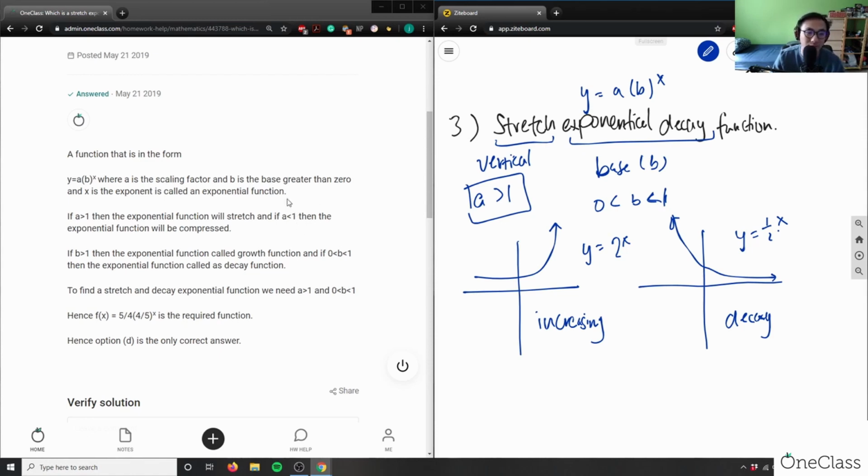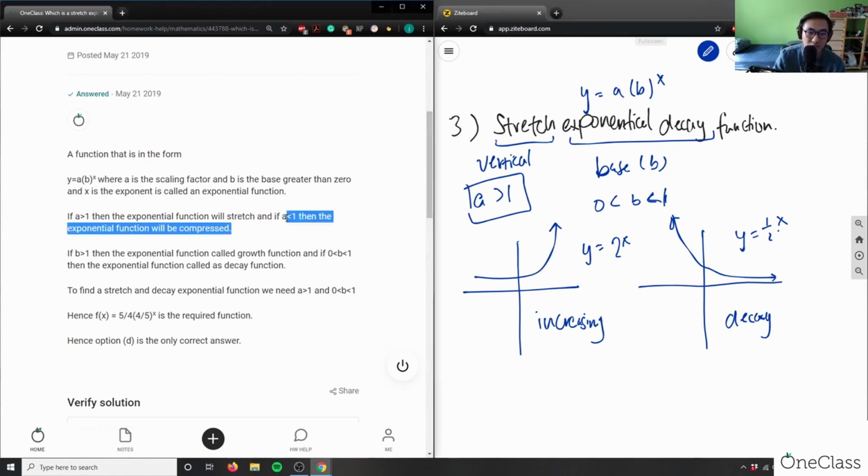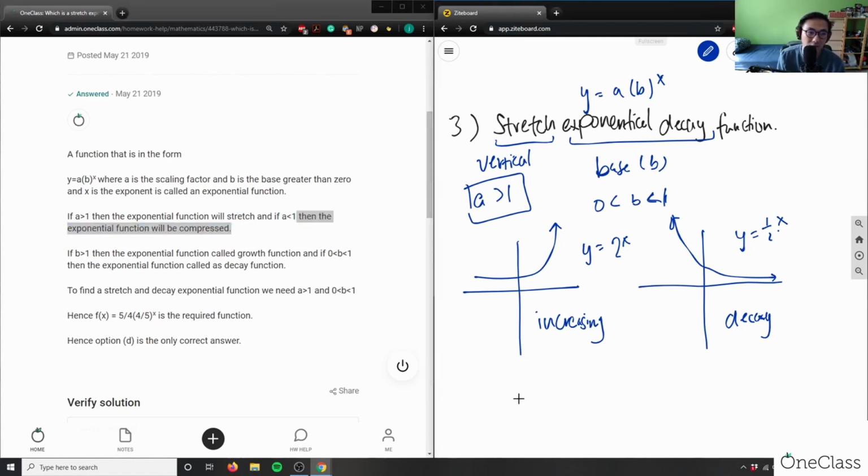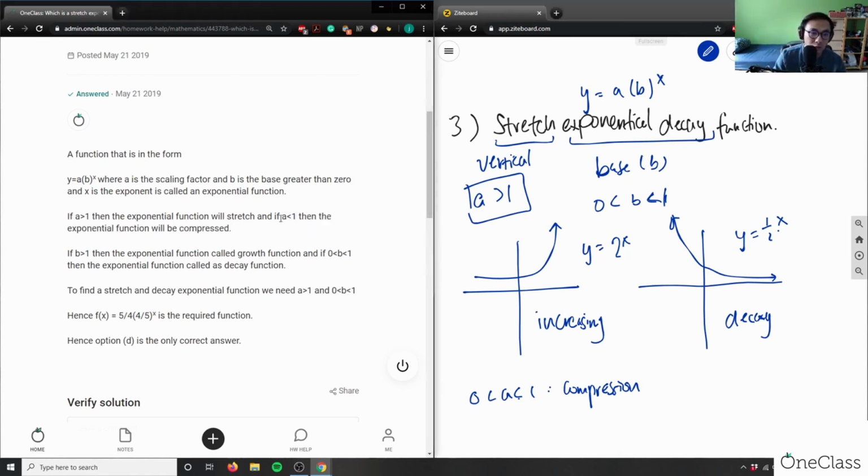Actually, the condition here is wrong, right? When we say the exponential function is compressed, a has to be between 0 and 1 for it to be compressed, not just less than 1. So this is a compression. Because if it had a negative value, it would actually reflect along the x-axis and also be stretched, right? So you should add the absolute value bars here, or just say if it's between 0 and 1. If b is greater than 1 and it's exponential, good.